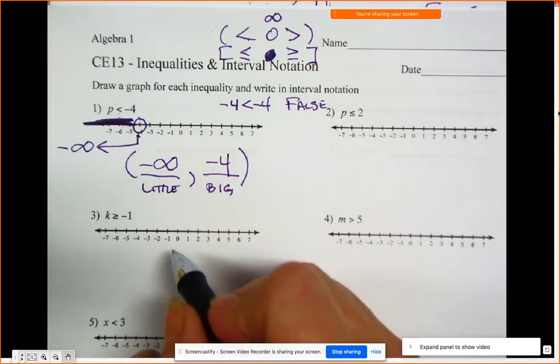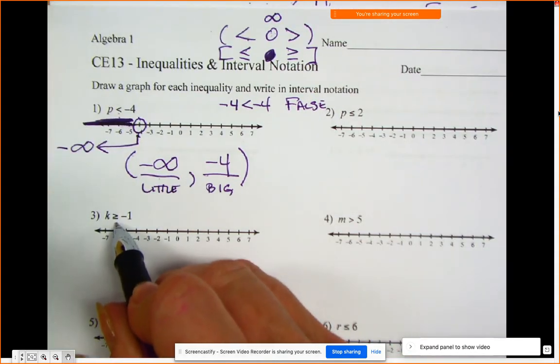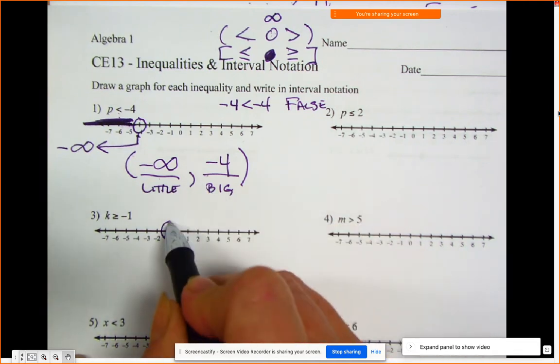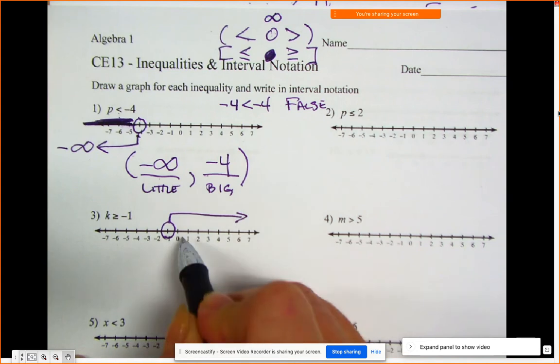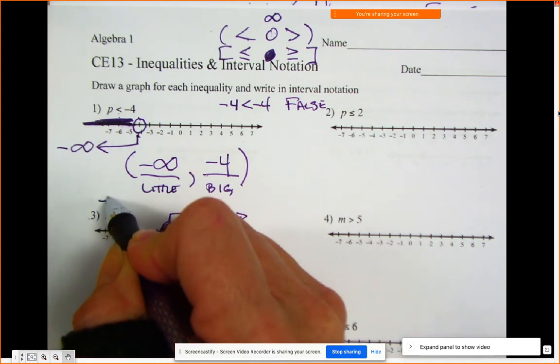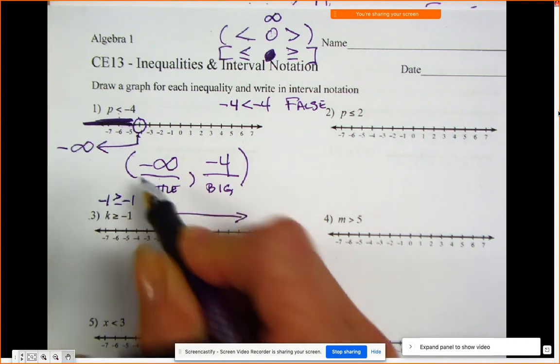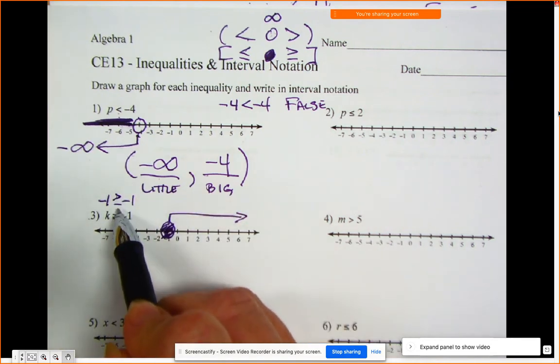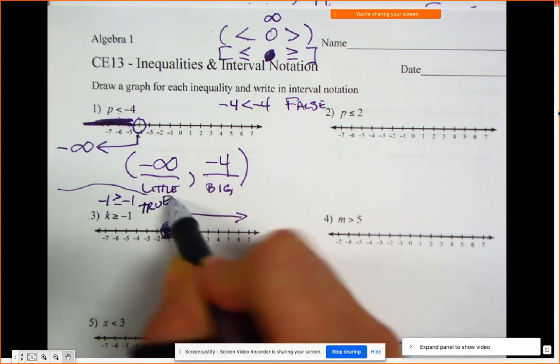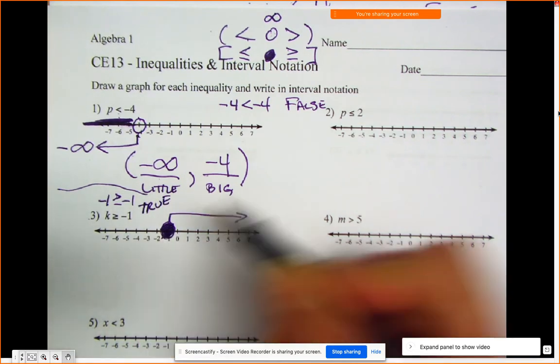I want to look at number 3. K is greater than or equal to -1. So let's first graph it. I'm going to circle -1. I know I'm going this way. I get to include the -1, because if I plugged a -1 in here, is -1 greater than or equal to -1? Well, it's not greater than, but it is equal to. So this is a true statement. That means I get to shade in my circle. I get to include the -1.